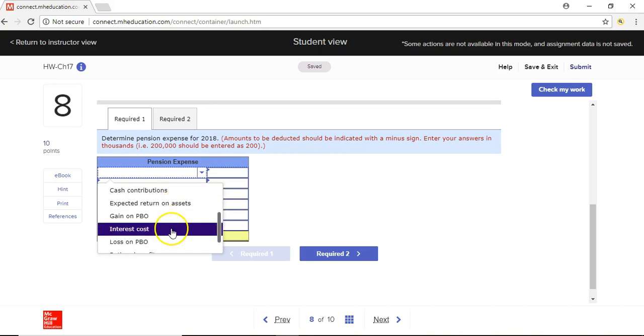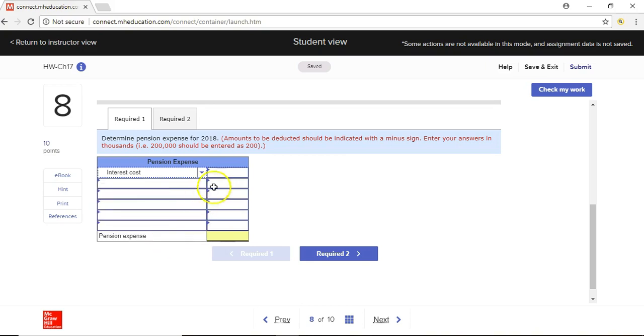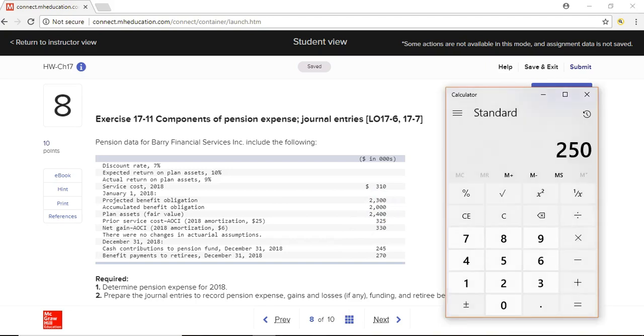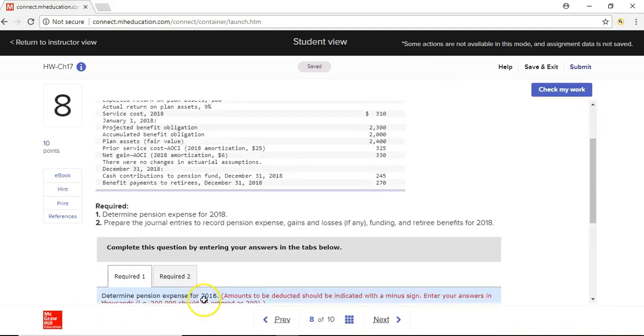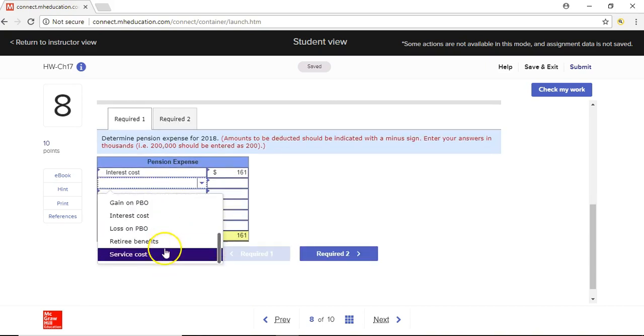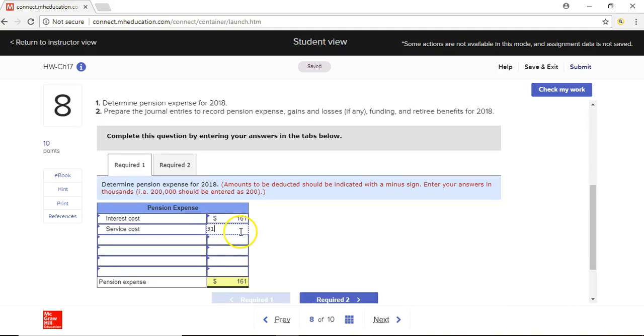The service cost. Well, since I see interest cost first, I will just select interest cost. For that, 7% multiplied by beginning PBO of 2,300 is 161. We also have service cost for 310.